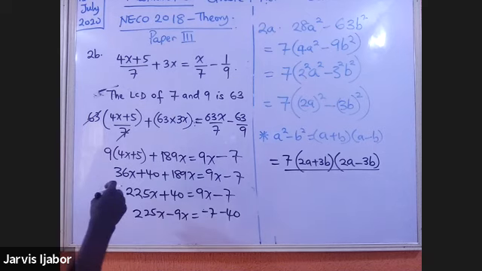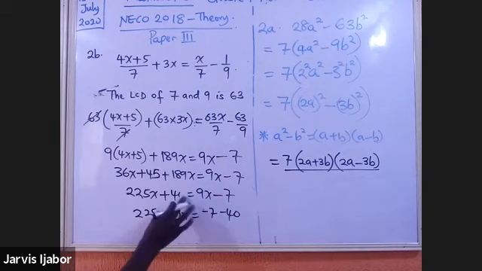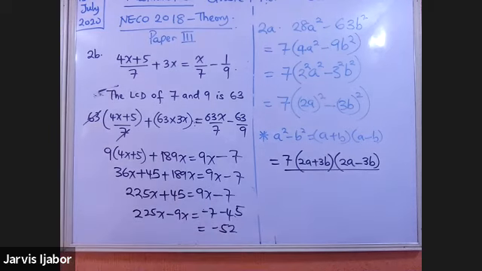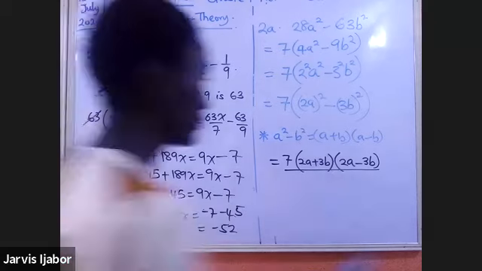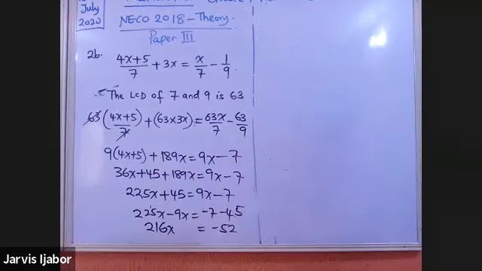Okay, 5. Beautiful. Thanks for the observation. This is 45, not 40. That was why. So this will be minus 45. That will give me minus 52. And when I do the subtraction of this, I'm going to get 216x, if I'm right. Please do your math and confirm if we have breached any process.